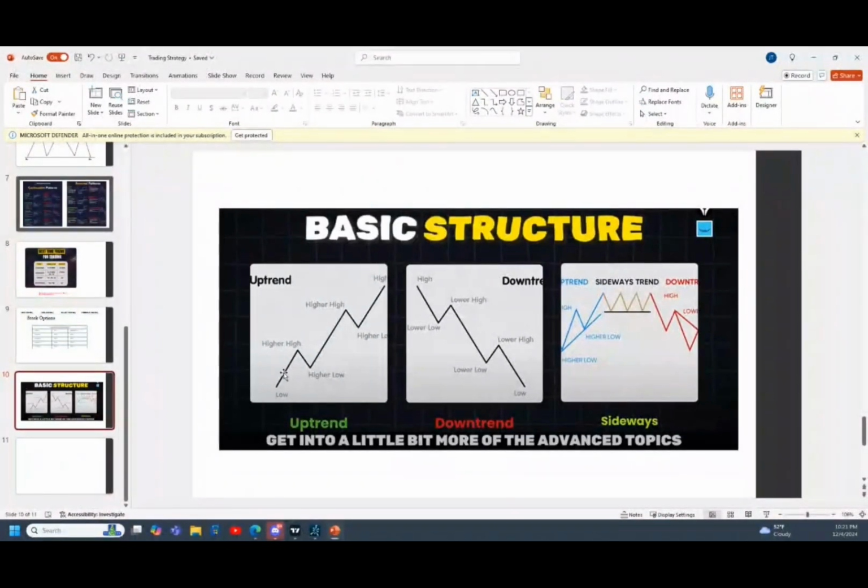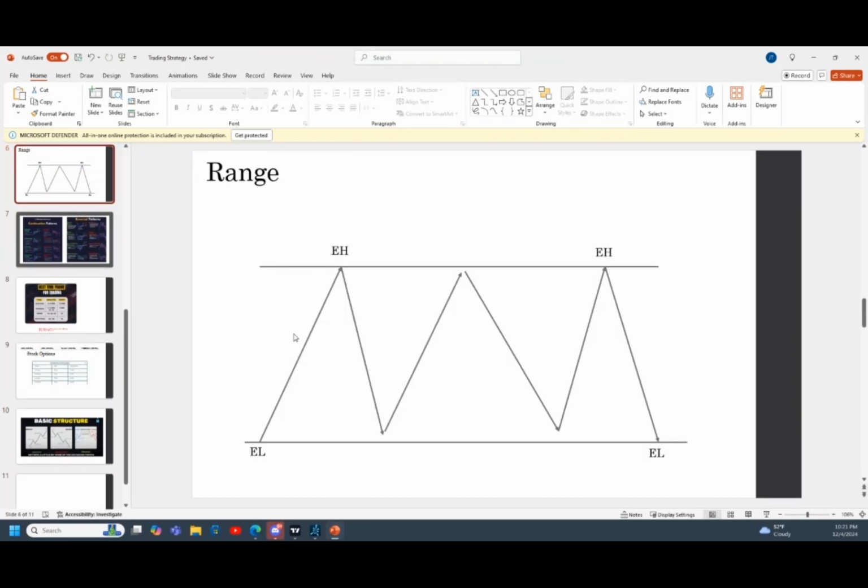Basic market structure. If we're in an uptrend, you want to look for higher highs and higher lows. Downtrend, lower highs and lower lows. If we're moving sideways, it's just ranging, like it has here. Any other questions?